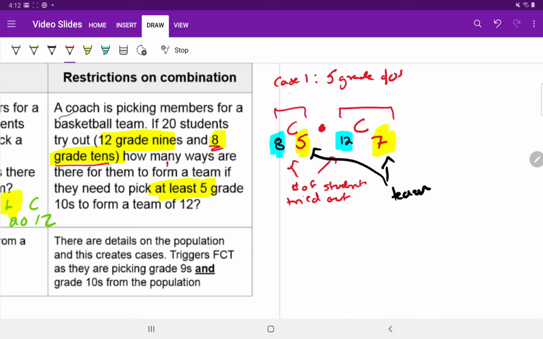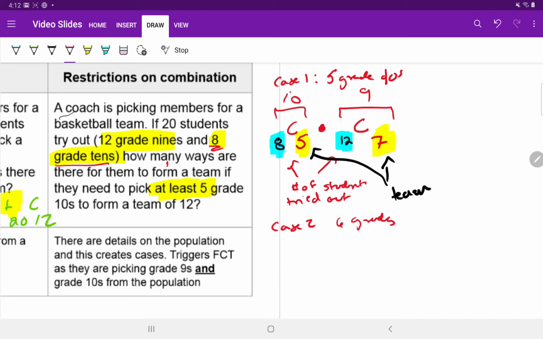I'm picking grade 10s and grade 9s for my team. I am linking them with "and". I'm not saying grade 10s or grade 9s. I'm saying, hey, 5 grade 10s and 7 grade 9s. So that's one option. Case 2, I've got 6 grade 10s.